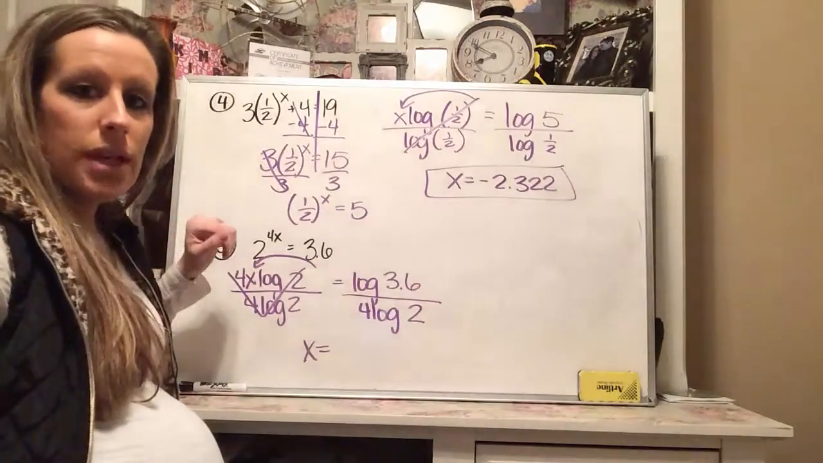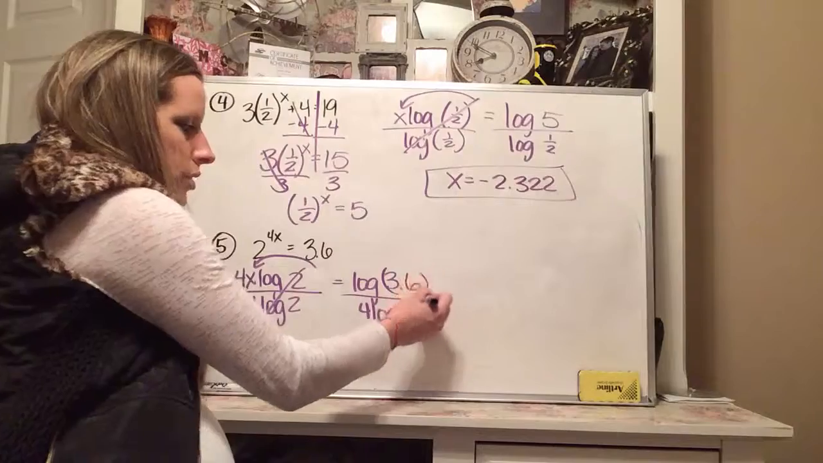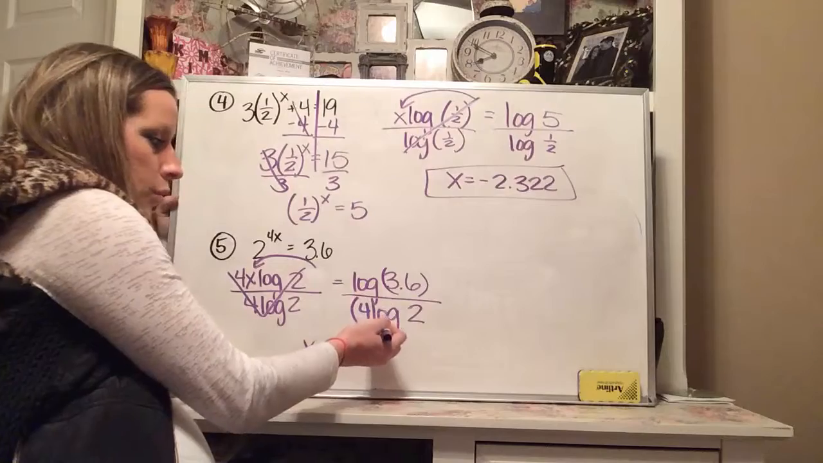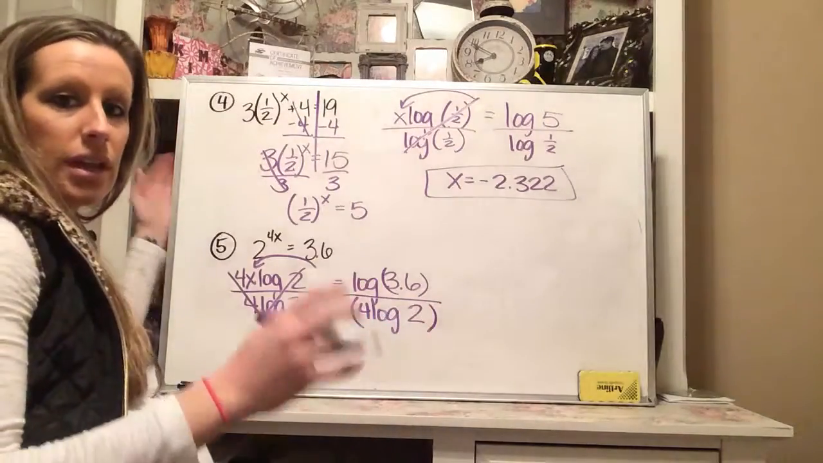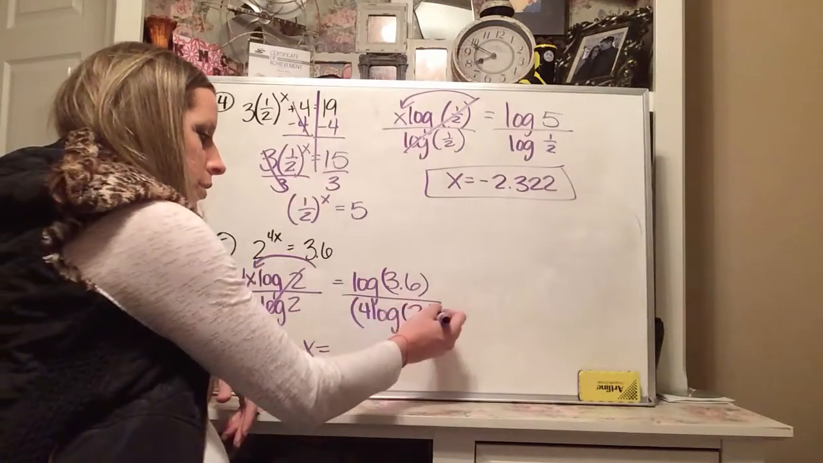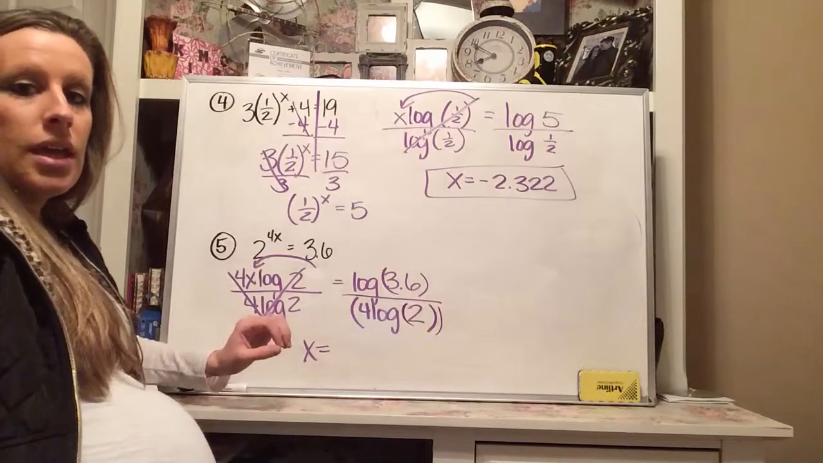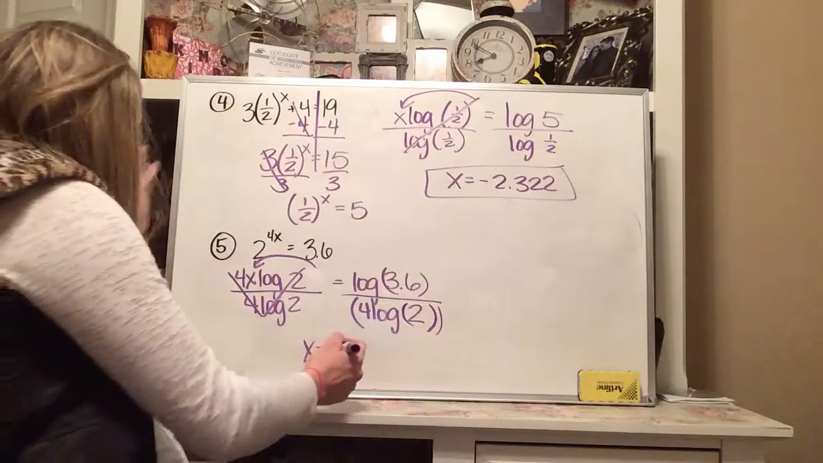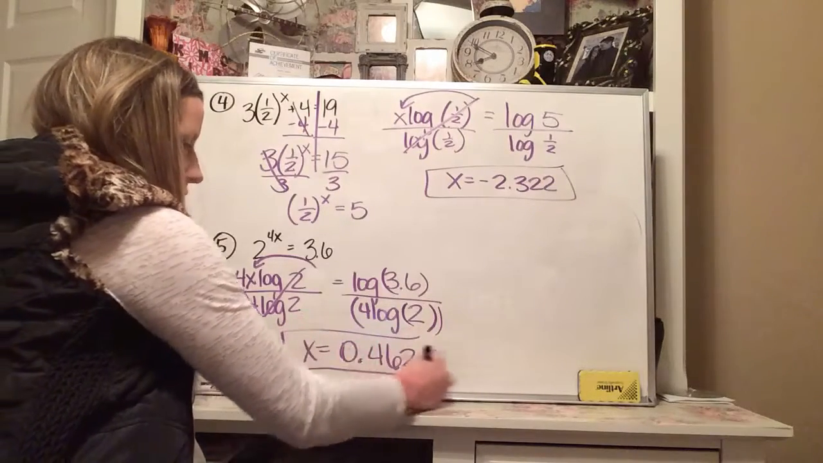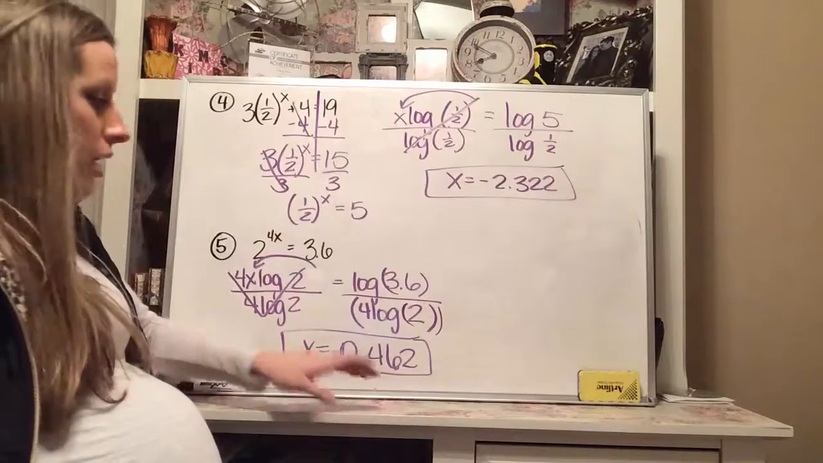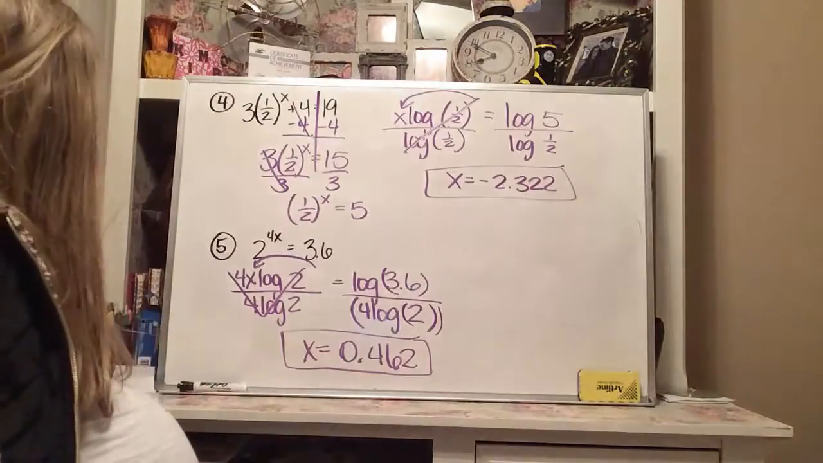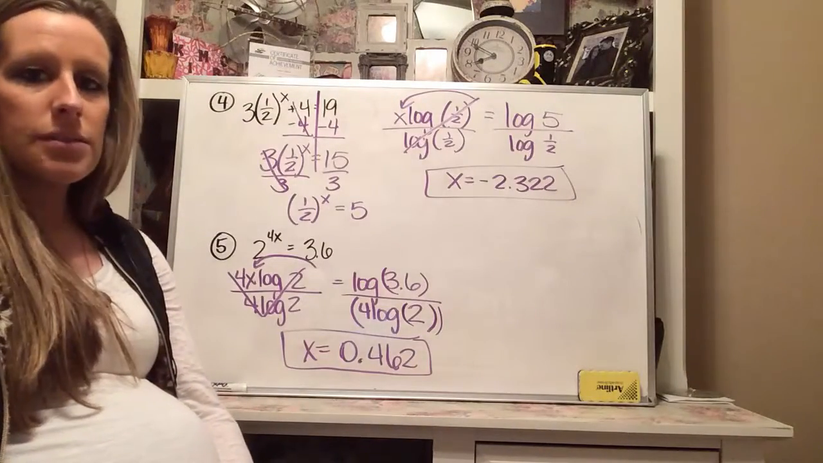Make sure when you plug this in your calculator, not only do you close the parentheses on the log in the numerator, but you also put that 4 log of 2 in parentheses. That whole denominator needs to be in parentheses also, or else it will be wrong. So you should get 0.462. If you did not get that as an answer, I would definitely check where your parentheses are at in your calculator. That's probably one of the biggest mistakes that I see.